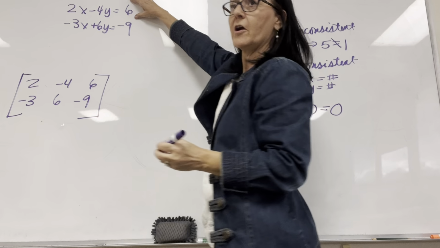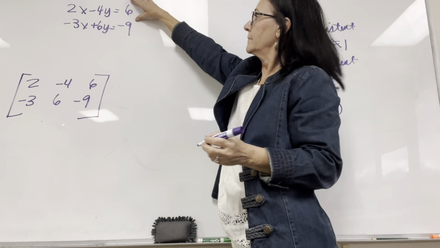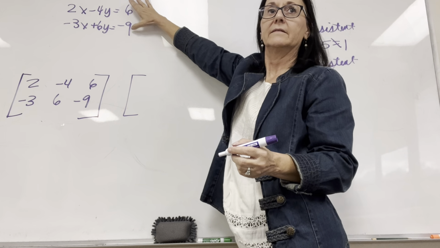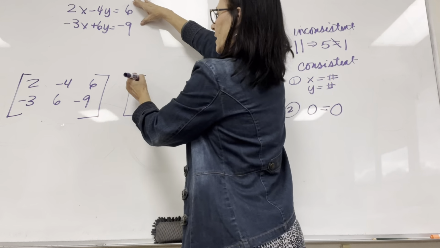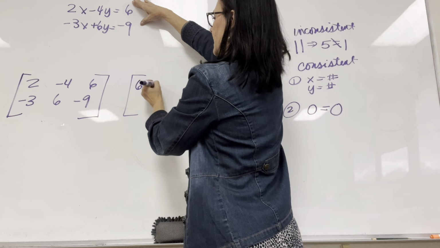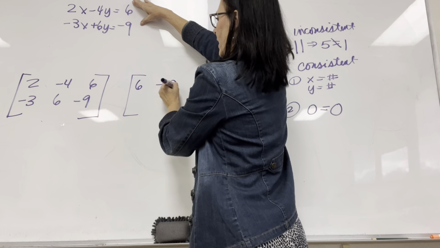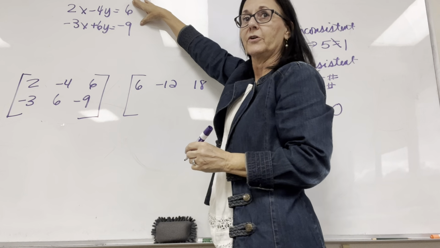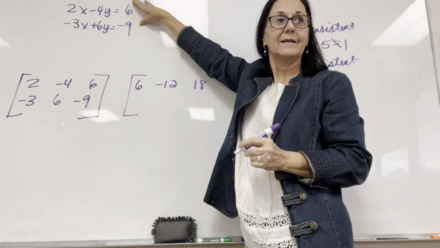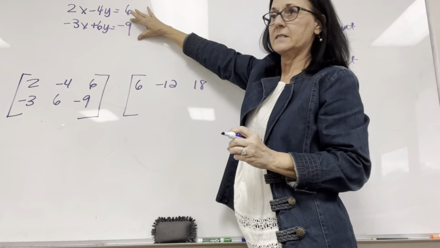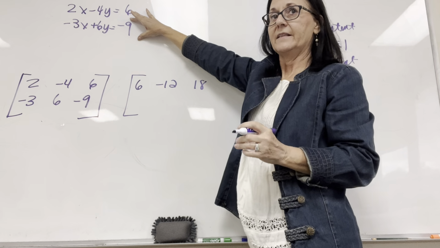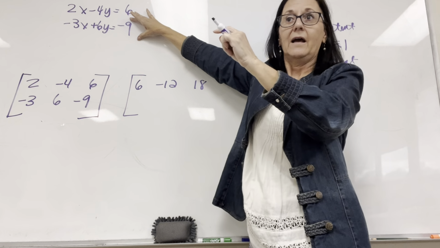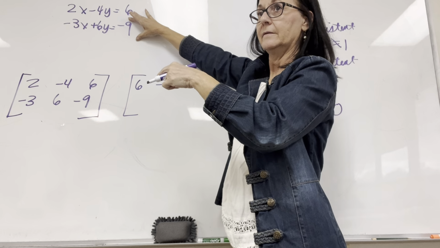We multiplied every term by 3. Did that at all affect this second? No. Okay, so I would have ended up with what? 6, negative 12, 18. This is exactly what we're going to do when we solve them with matrices. Then what did I do with this second equation? Multiplied by 2. I did nothing to the first one relating to that. I just multiplied this second one by 2.